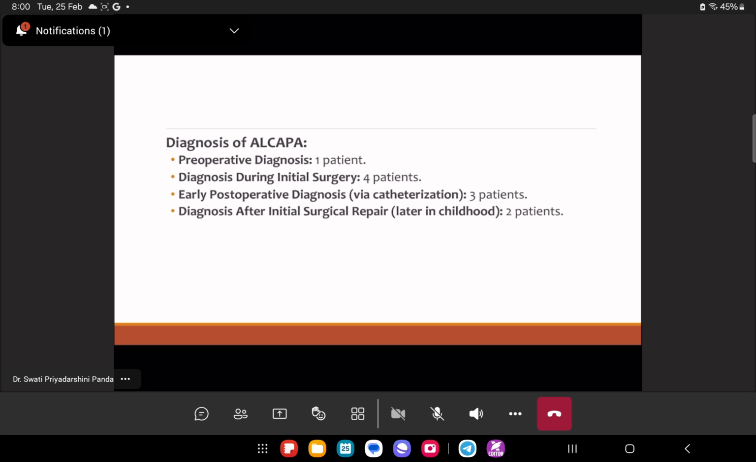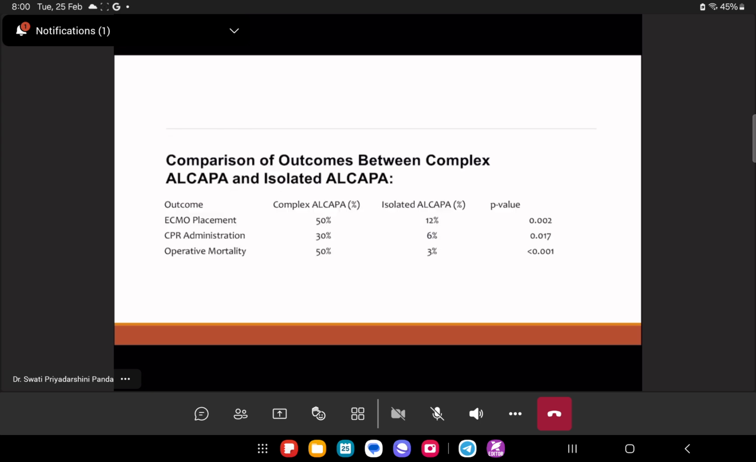So for pre-operative diagnosis of ALCAPA in these complex cases: pre-operative diagnosis in 1 patient, during the surgery 4 patients, early post-operative diagnosis via catheterization 3 patients, and diagnosis after initial surgical repair in 2 patients. Comparison of outcomes between complex ALCAPA and isolated ALCAPA: ECMO requirement is 50% in complex ALCAPA and 12% in isolated ALCAPA surgery. CPR administration after surgery 30% in complex and 6% in isolated ALCAPA. Operative mortality 50% in complex ALCAPA, whereas it is 3% in isolated ALCAPA.